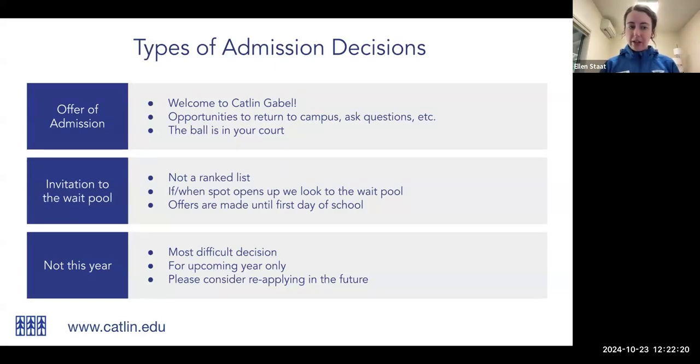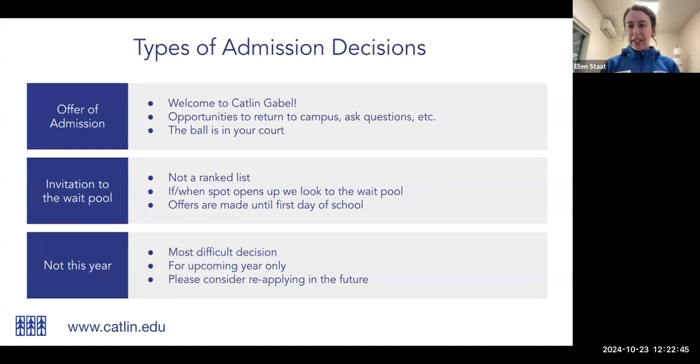And then the last decision that you might see is a not this year decision. This is always the most difficult decision. It's always hard. And I do want to say that when we do have a not this year decision, it is only for the upcoming year.